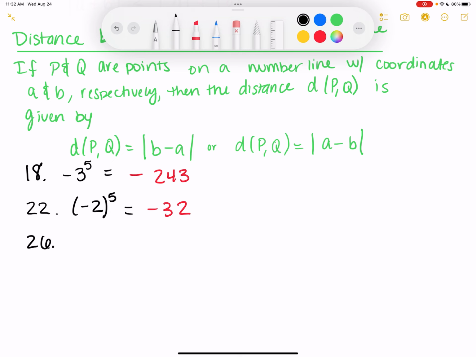All right, so number 26, 9 times 3 minus 16 divided by 4. Okay, wait. So what do I do first? Multiplication. So what is 16 divided by 4? Subtract. 27 minus 4. You can do this in one step if you want. The answer is 23.